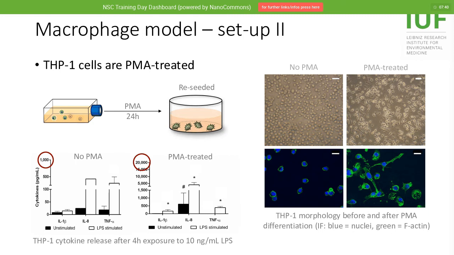In the left graph, we see the cytokine release of interleukin-1 beta, interleukin-8, and TNF-alpha in response to lipopolysaccharides without PMA treatment, compared to the right after PMA treatment. And you can see here that especially the release of interleukin-1 beta and interleukin-8 is increased about 10-fold with the PMA treatment. We really need this high amount of pro-inflammatory cytokine release to be able to induce an inflammation-like state in the co-culture.